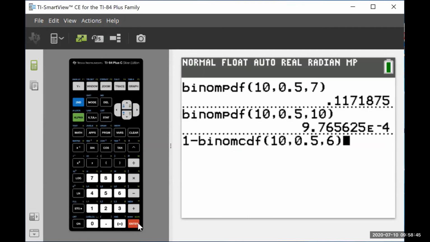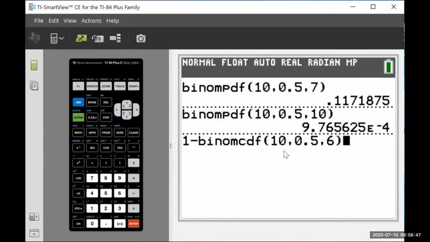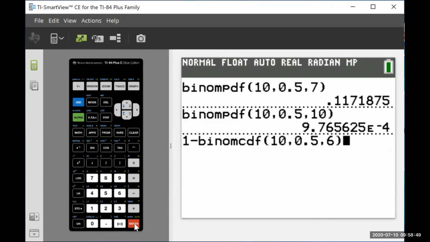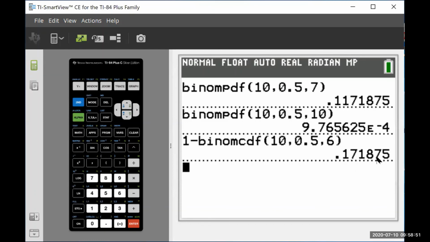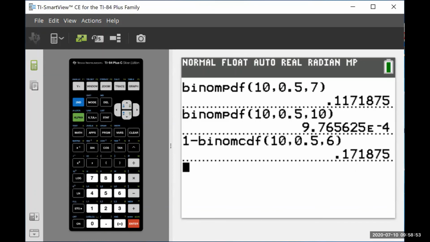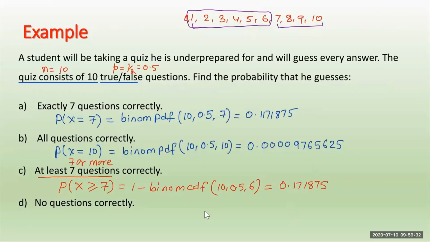We want to add up to 6. And then paste this in the calculator. See, this is what we wrote on the paper. Hit enter, and copy that value in your answer sheet. 0.171875. So that is the probability that at least 7 questions are answered correctly.